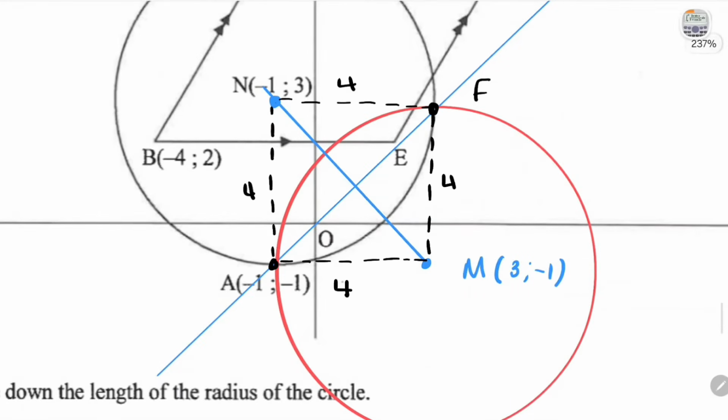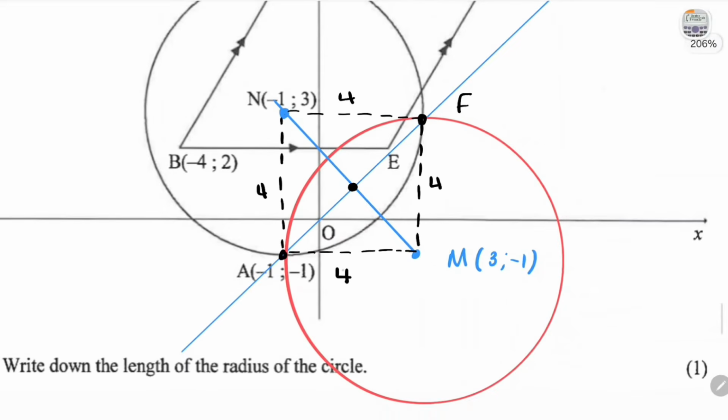So with that being said, if we wanted the midpoint of AF, it would be finding the midpoint of the diagonal of the square. So that would be the midpoint of NM as well. So just find the midpoint of NM, and that would also be the midpoint of AF, which is the other diagonal of the square that we have here. Now this is not something we have to find out. This is by observation.